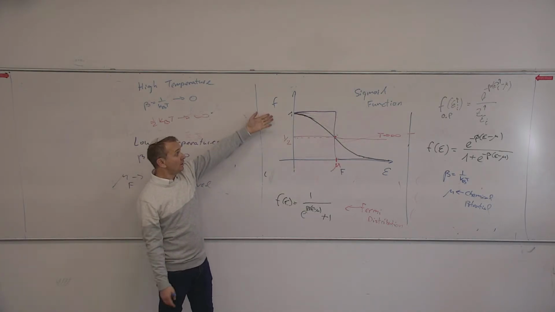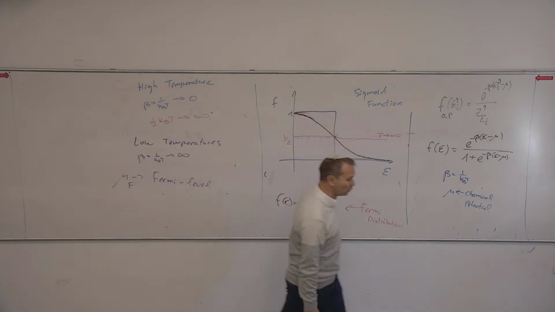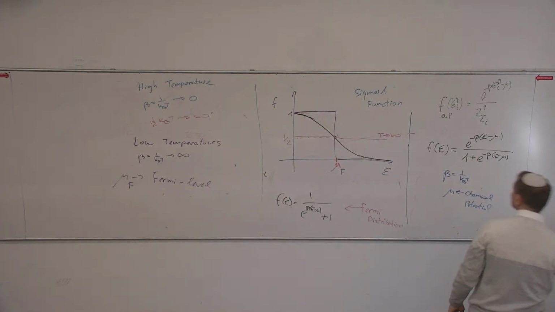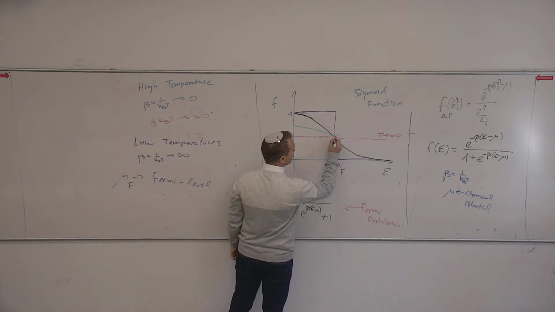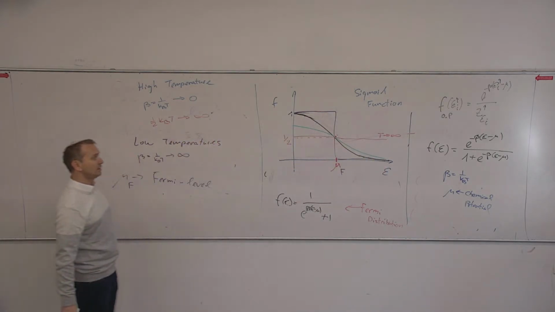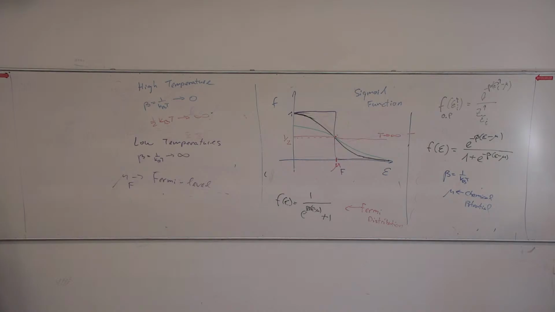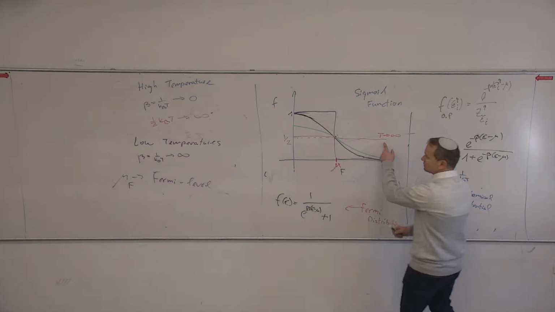Okay. Somewhere in between, not high temperatures, not low temperatures, intermediate temperatures, I will have something that looks like this. It has to decay to 0, right? But it depends on exactly what the level of your temperature is.